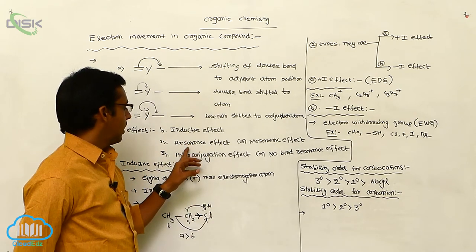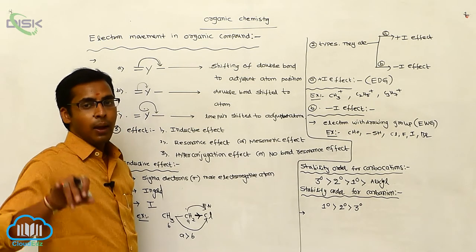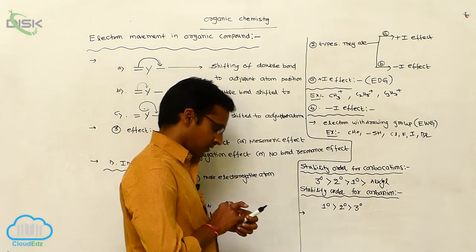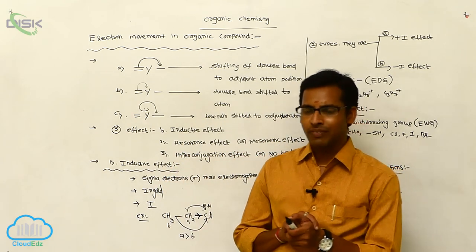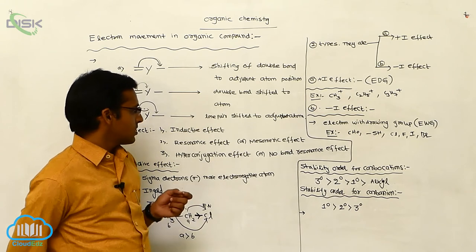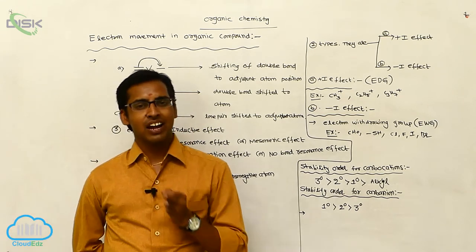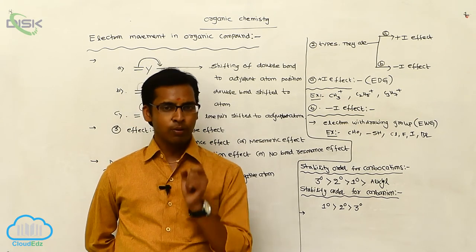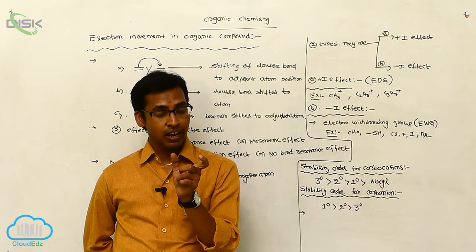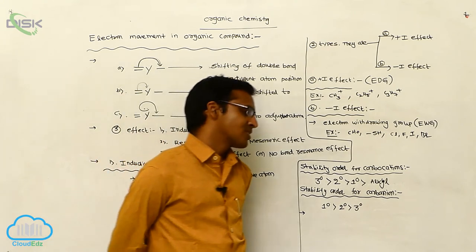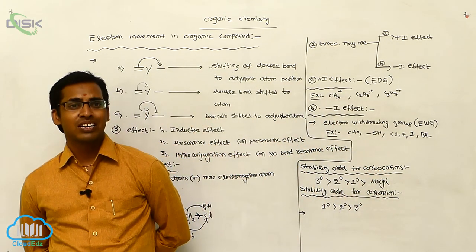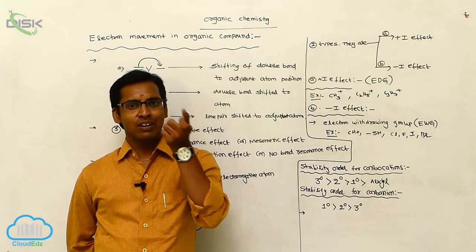After that we discuss another factor, the resonance effect or mesomeric effect, which was proposed by Ingold and Kahn. Resonance effect means the shifting of pi electrons from two double bonds or pi bonds, or of lone pair electrons to another atom. It means a triple bond is converted to a double bond, and a double bond to a single bond. So that is your resonance: the double bond character is converted to single bond character.